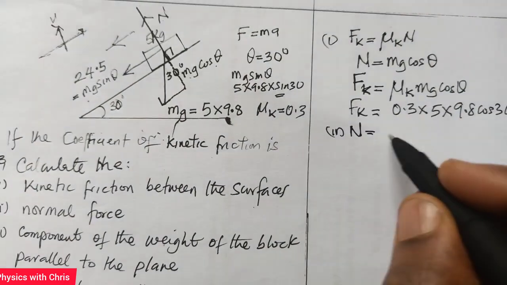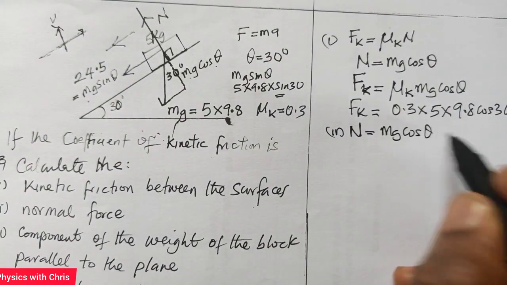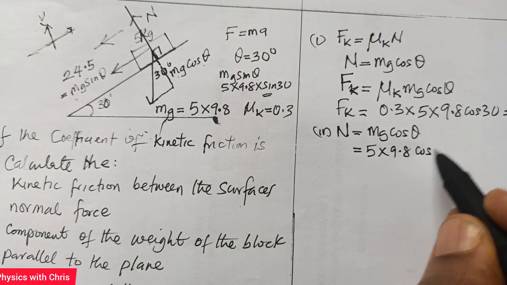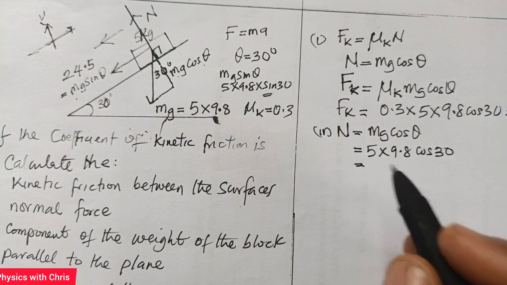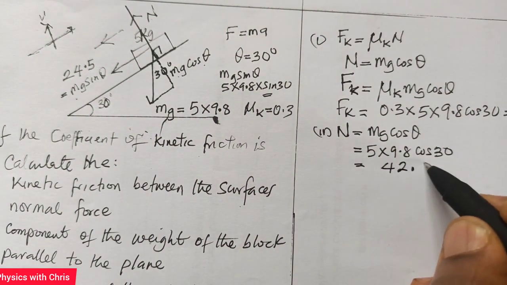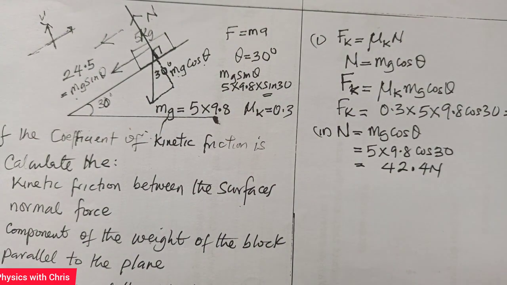Then the next question asks for the normal force. The normal force, of course, is mg cos theta. That gives me 5 times 9.8 times cos 30. That is the normal force. That's giving me 42.4 Newton. That's the normal force.